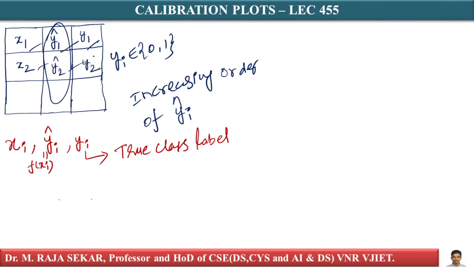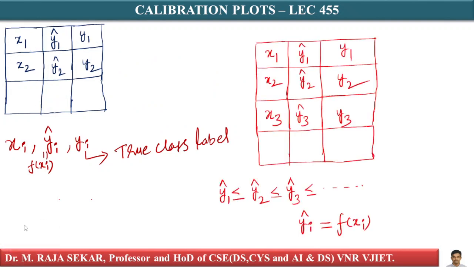After sorting, let's assume that I have this table. I sorted it in such a way that y1 hat is less than or equal to y2 hat is less than or equal to y3 hat. I sorted it on yi hat. And what is my yi hat? Which is nothing but f of xi. Let me say this is step 2. Let's go to step 3.